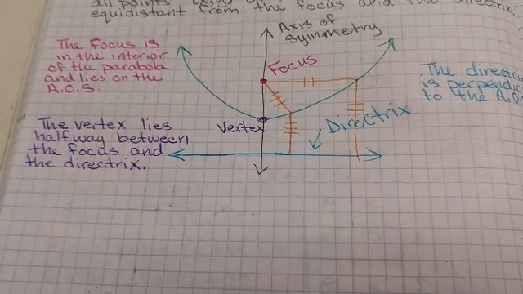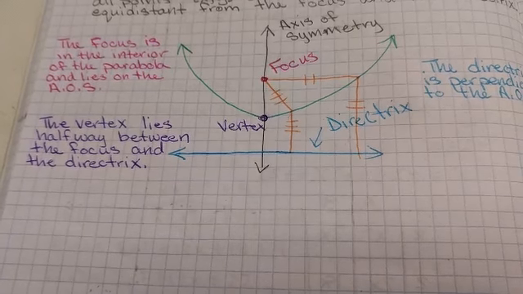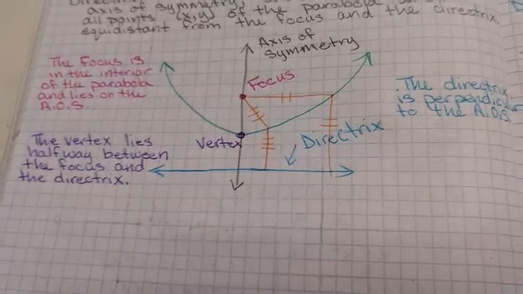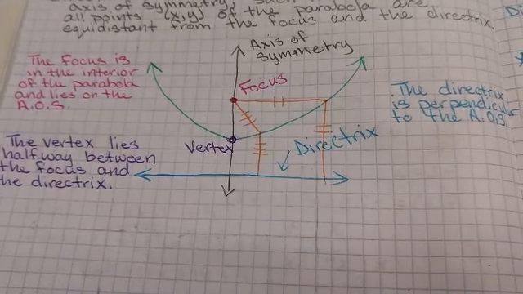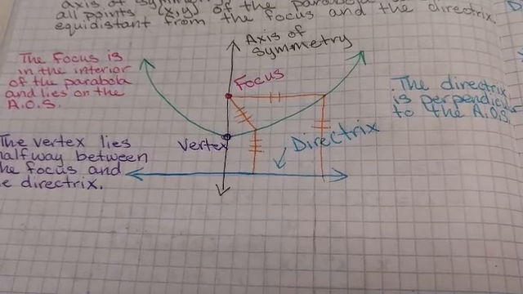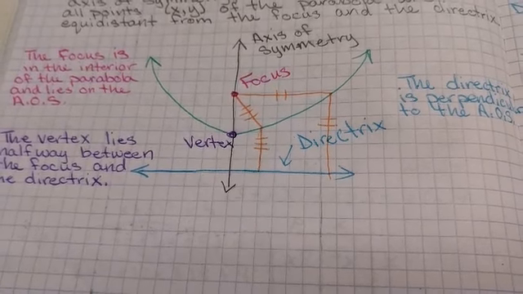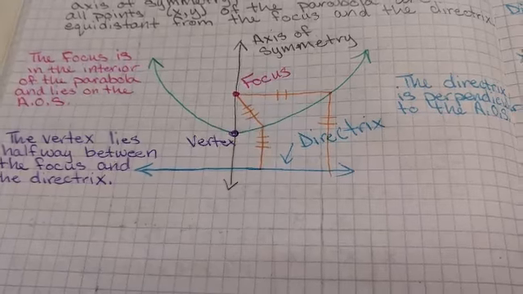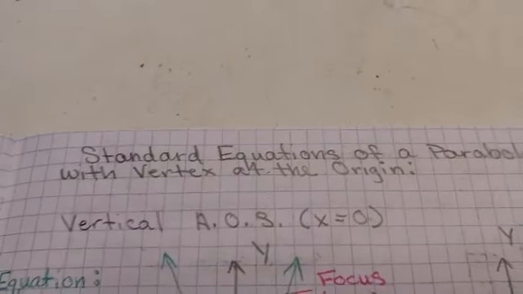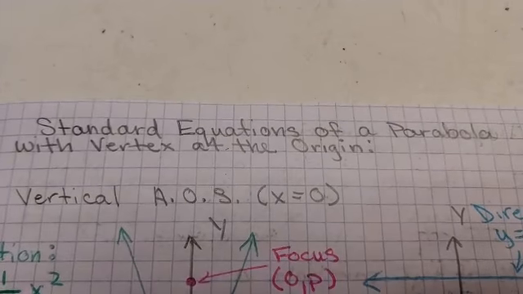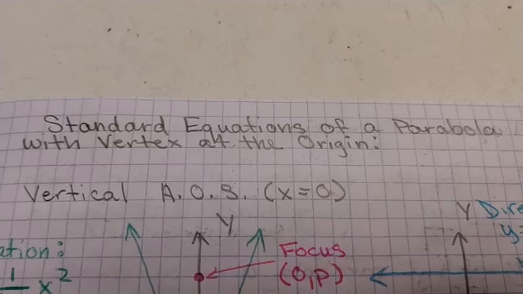So we've been talking about how to graph parabolas, and today we're going to be working with parabolas that go in all different directions. So far, they've either gone up or they've opened down. Now we're going to look at some that don't open up or down. They might be opening left or right. So next we have our standard equations of a parabola with a vertex at the origin.